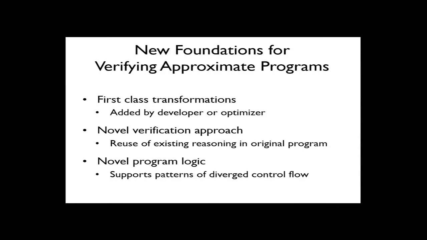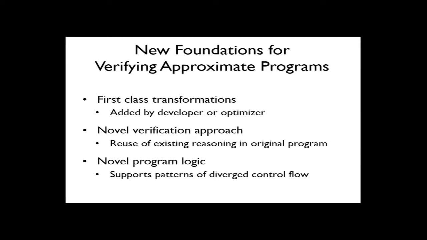Now, so we've got these first-class transformations. We've also got this verification approach where we can use the existing reasoning that we've done for our original program. Again, this could be testing, could be code review, whatever. We don't need to verify that original program, but we can still reuse the properties that we believe to be true about it to more efficiently verify this approximate or relaxed version of our program.